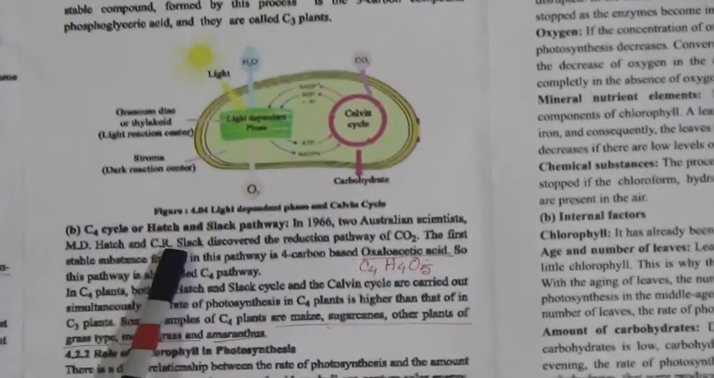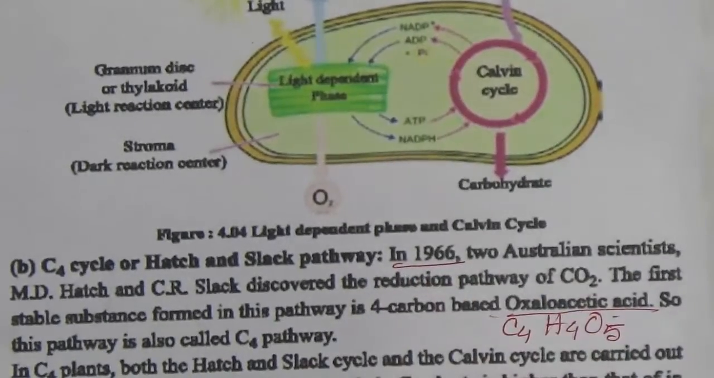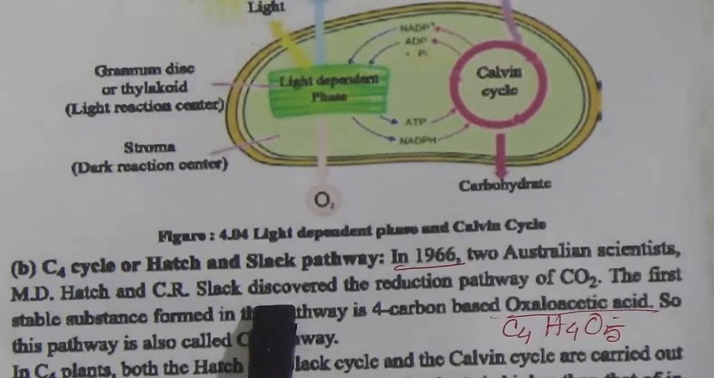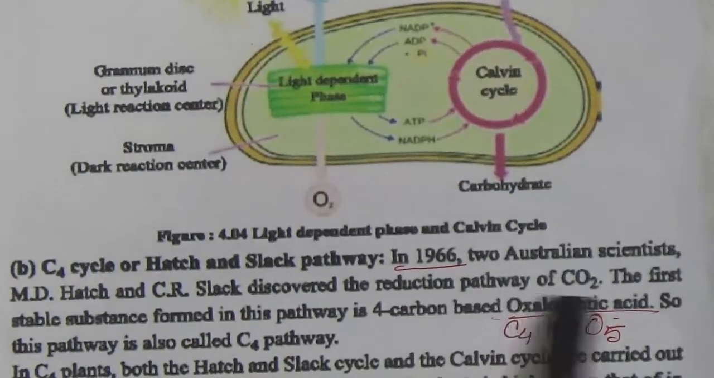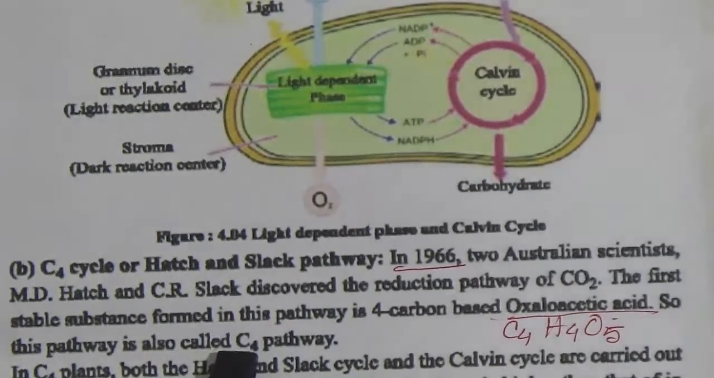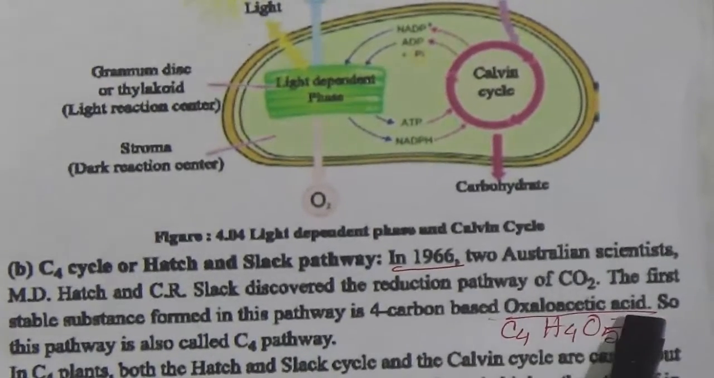And the C4 cycle, or Hatch and Slack pathway. In 1966, two Australian scientists, M.D. Hatch and C.R. Slack, discovered the reduction pathway of carbon dioxide. The first stable substance formed in this pathway is a 4-carbon compound, oxaloacetic acid.